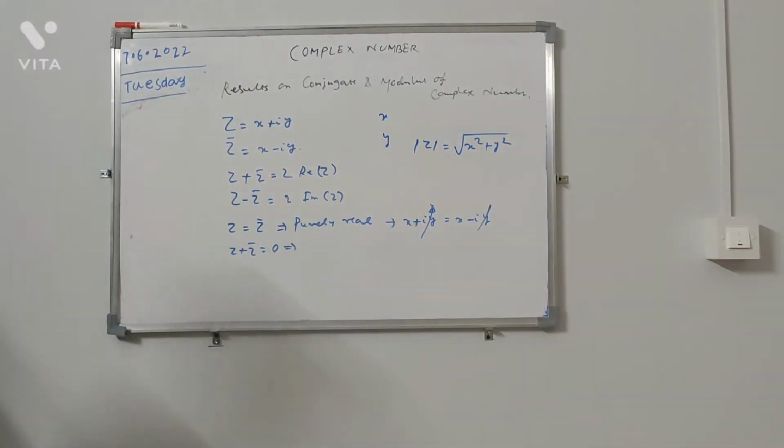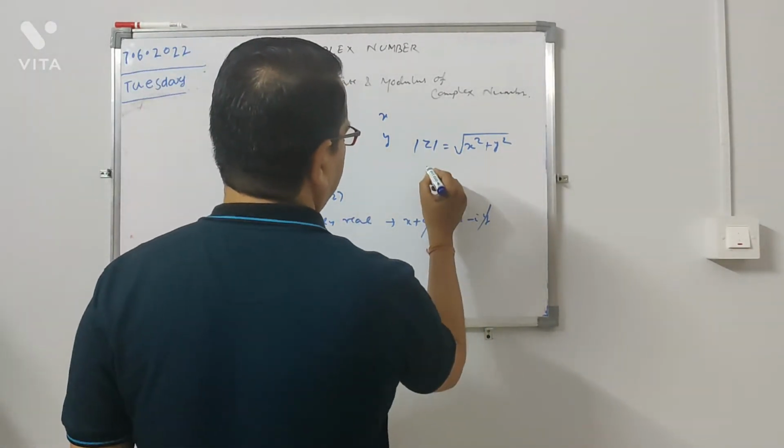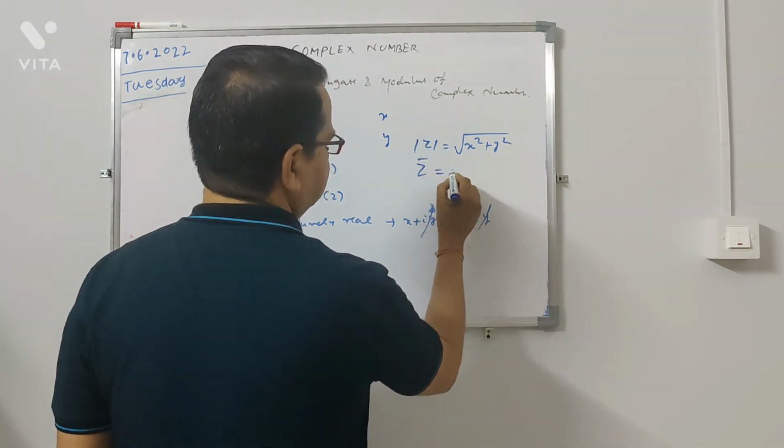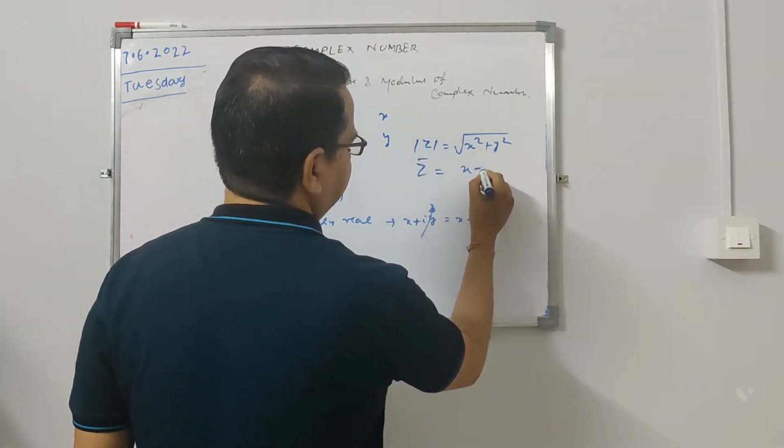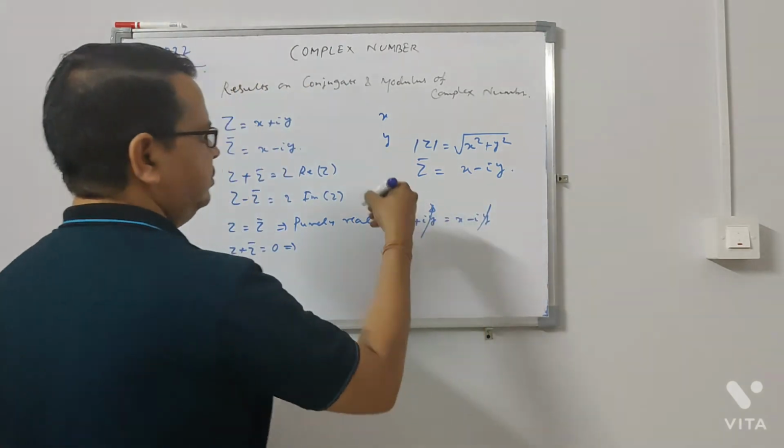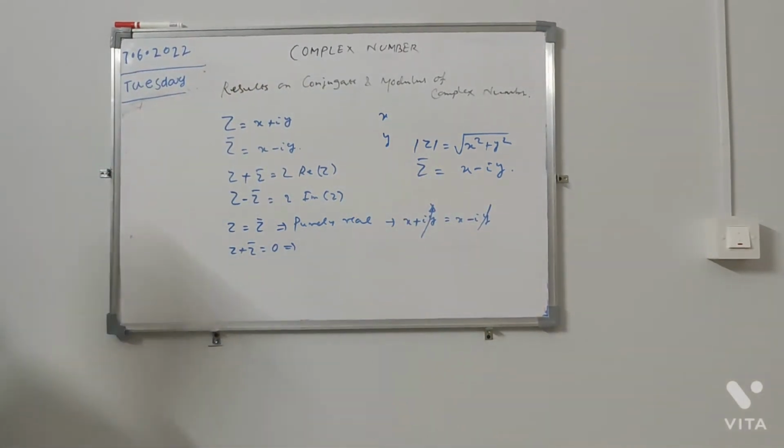Okay. Similarly, you have z bar, that is called the conjugate. So that is nothing but x minus iy, if z is equal to x plus iy. Okay, so this we have covered. Now then the results on conjugate and modulus of a complex number. So some more details.